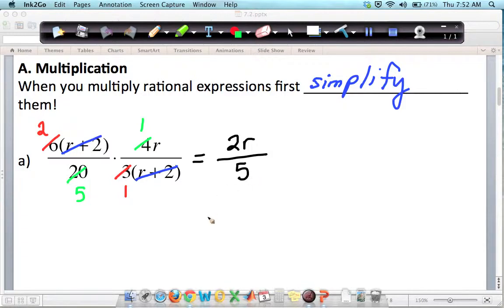I just want to show you, you can also write this as 2/5 r. These mean the same things. Two different ways to write the same thing. So either one is correct.